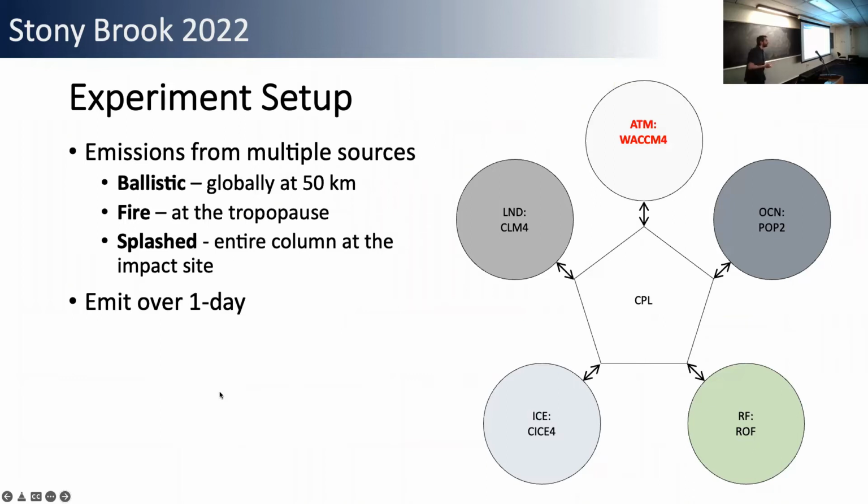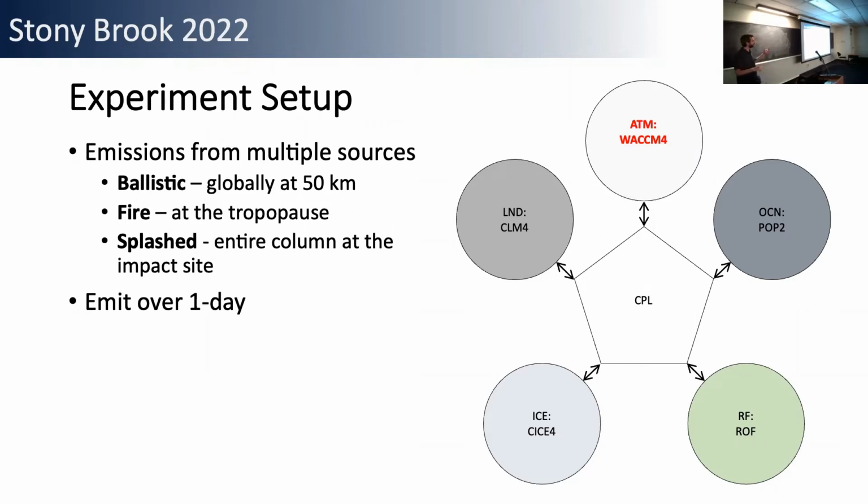All right. So with this configuration and these three different experiments, we emit the material in different ways, depending on what type of emissions we're looking at. For the dust and the SO2 emissions, we're primarily looking at ballistic emissions. And what we do here is add the material globally as a distribution around 50 kilometers in height, so way up in the upper levels of the atmosphere. In contrast, for our soot emissions, since we believe they primarily come from fires, we instead emit them at the tropopause as a Gaussian distribution.